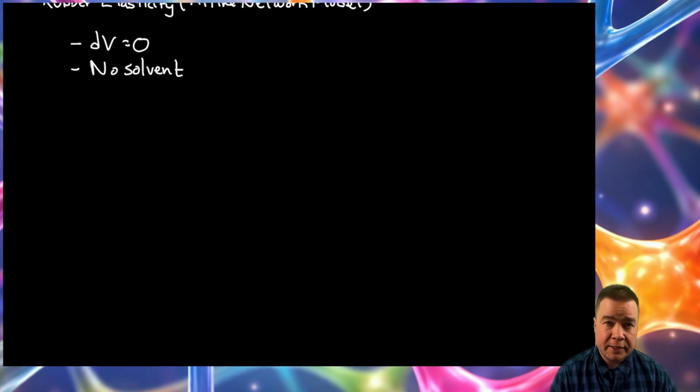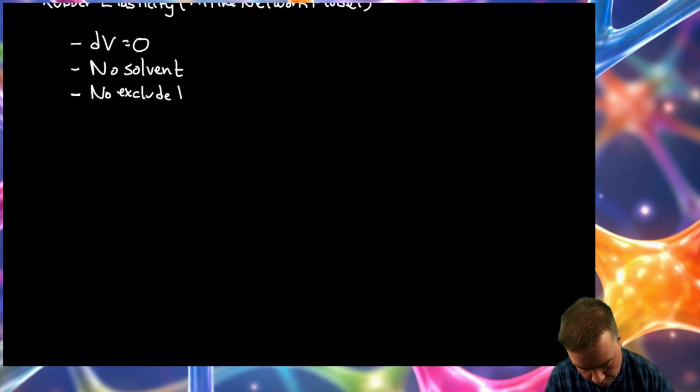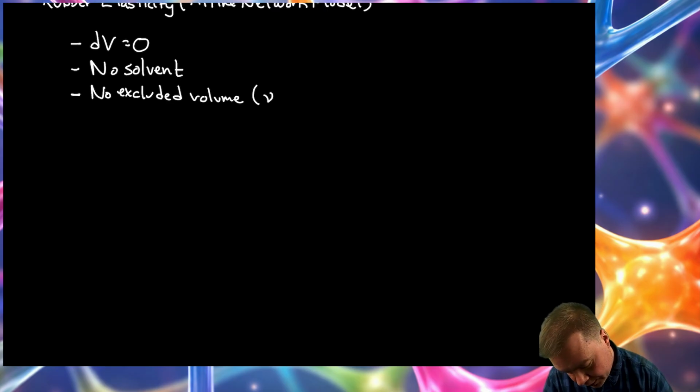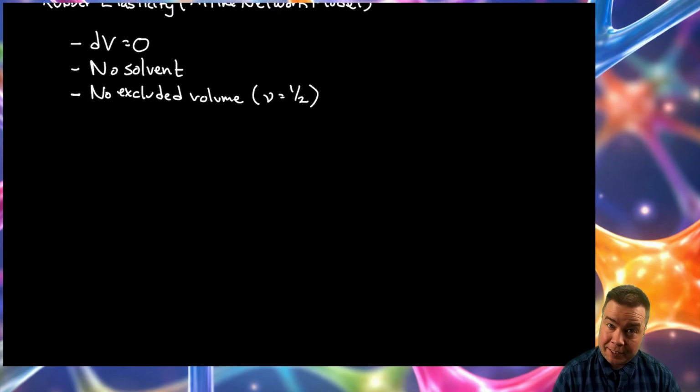So our assumptions for this theory is that there's going to be no change in the volume. We're only going to change the shape of the material. There's going to be no solvent here. Okay, so no solvent. We'll talk about solvent and gels in the next video. And we're going to assume that all of the polymers are the same type, and so there's no excluded volume interactions. And so as a result, the Flory exponent will be 1/2, which is another way of saying that all of the chains will behave ideally. Okay, so those are what we're working with.